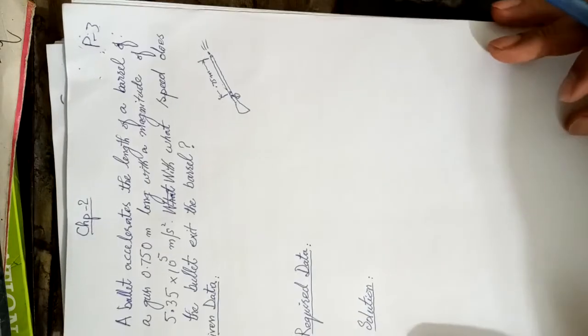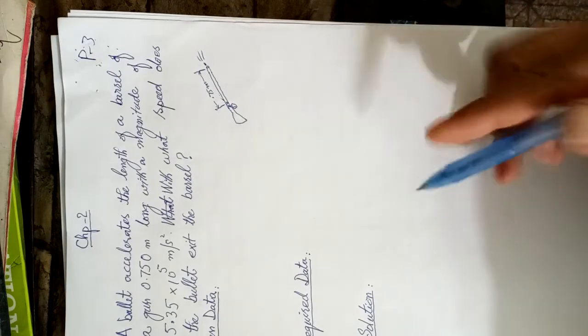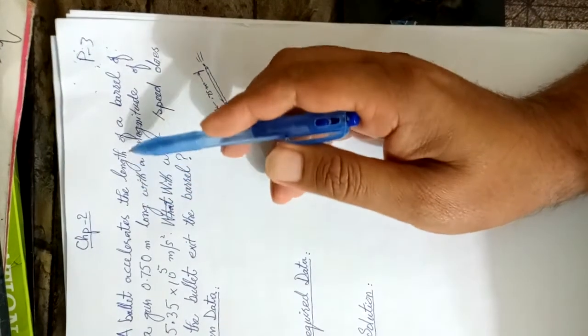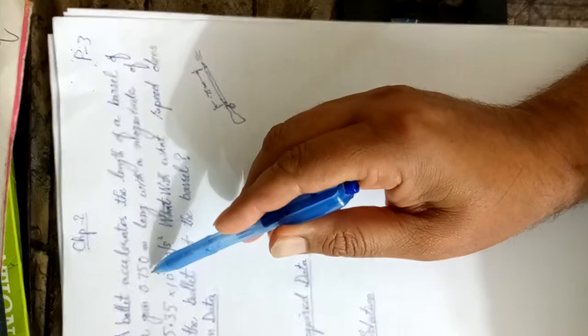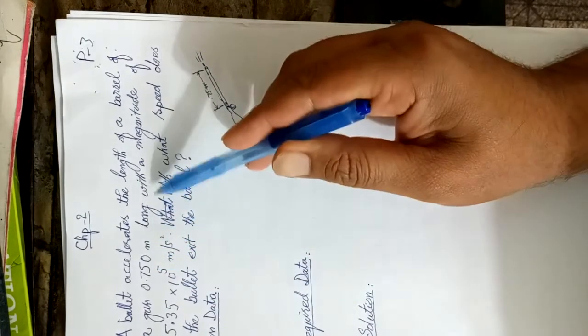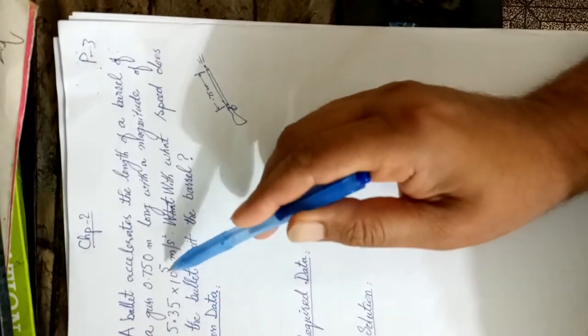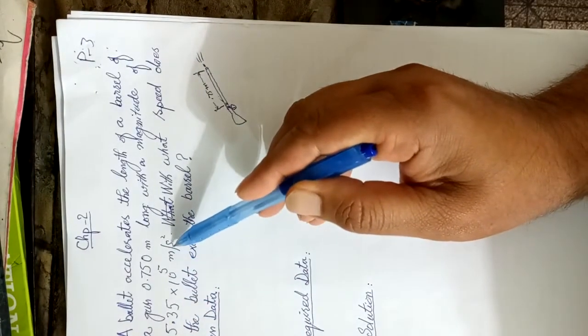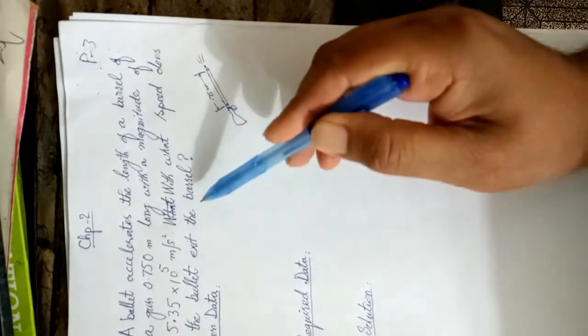Numerical number 3, chapter number 2, class 9 physics. A bullet accelerates the length of a barrel of a gun 0.75 meter long with a magnitude of 5.35 times 10 power 5 meter per second square. With what speed does the bullet exit the barrel?